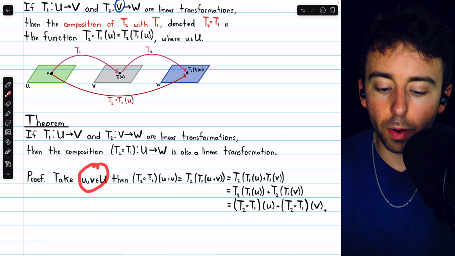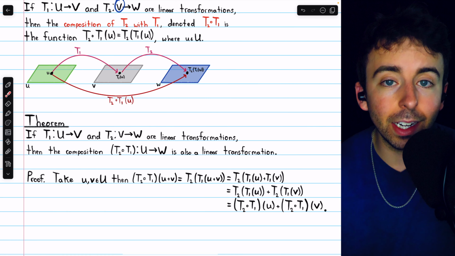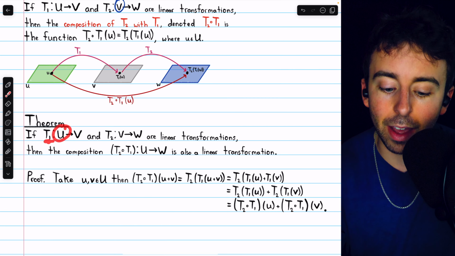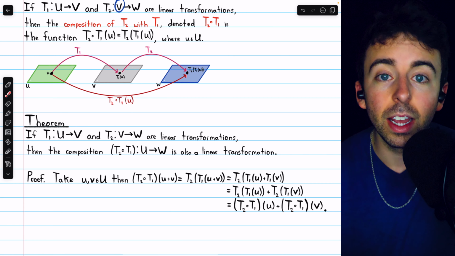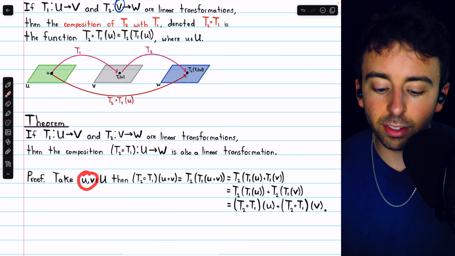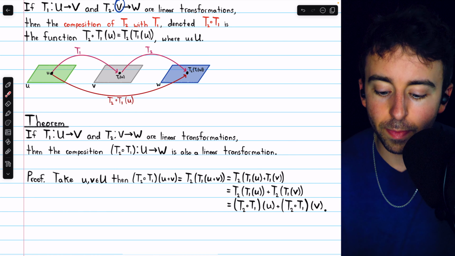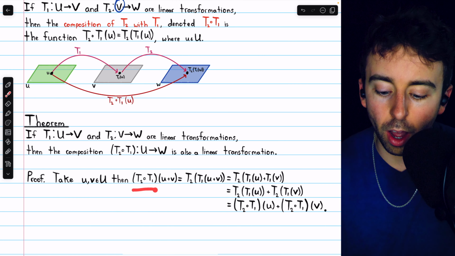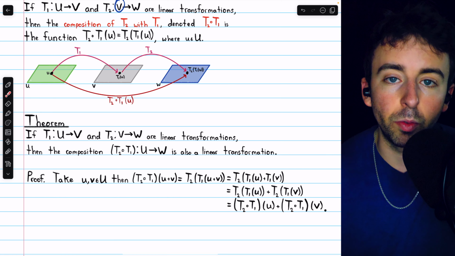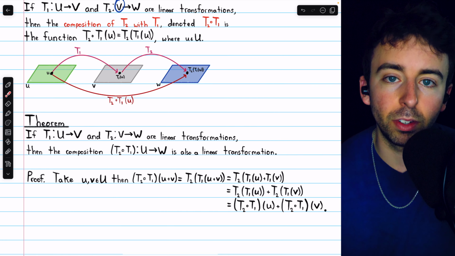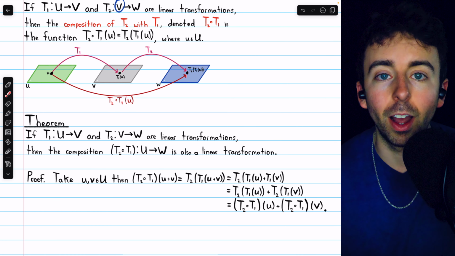So we'll take two arbitrary vectors from the domain of the composition. The domain of the composition is the domain of that first transformation, T1. So we're taking two arbitrary vectors from U. Now consider the sum of those vectors, u plus v, and we plug that into the composition. We need to show that the composition of u plus v is the same as the composition of u plus the composition of v, so that we can split the composition of linear transformations across addition.